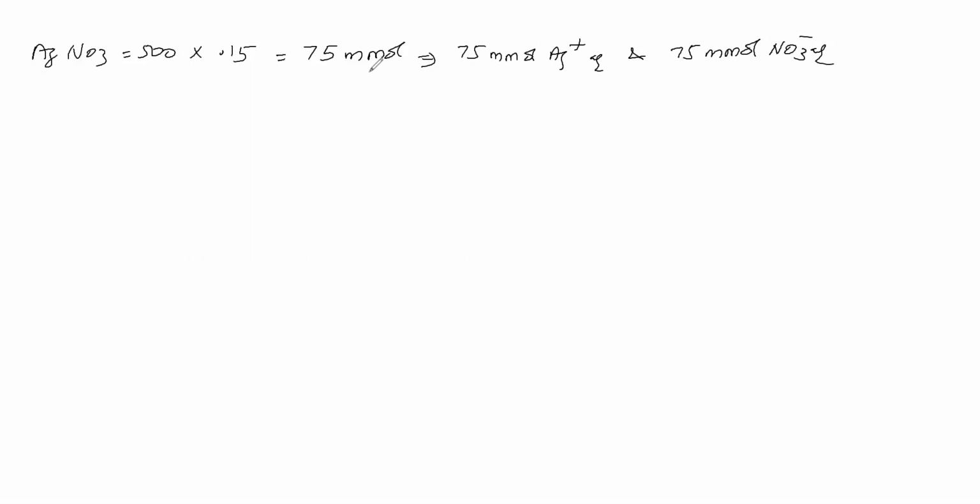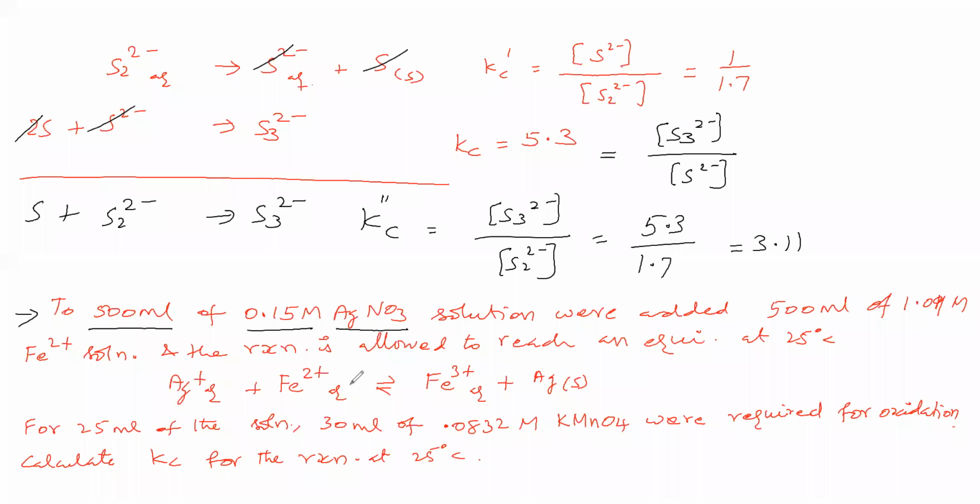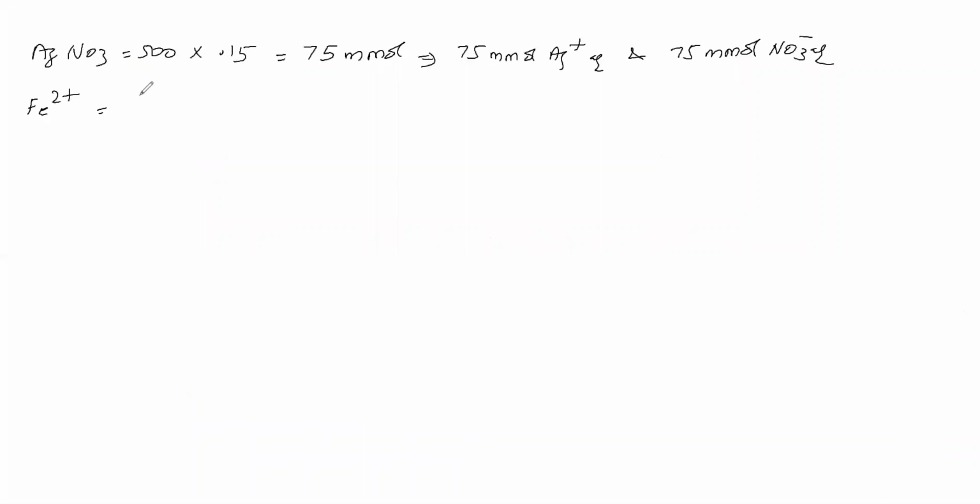Next given are ferrous ions: 500 ml of 1.09 molar Fe2+ ions. We multiply these two, and we get 545 millimoles of Fe2+ ions.